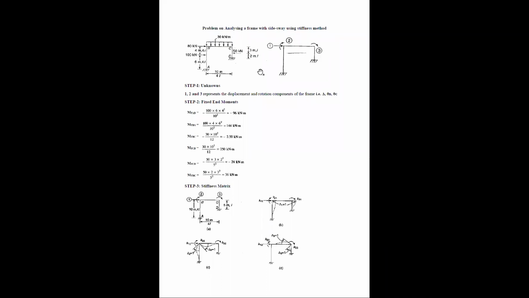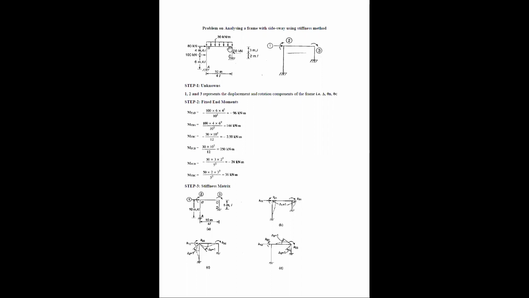Hello everyone. So today at the first online class, I will try to explain the analysis of a frame with sway by using the stiffness method. This is the problem which you can see on the screen. This is a frame with columns of different heights subjected to axial load as well as UDL on the beam. Axial loads are acting on both the columns and UDL is acting on the beam.